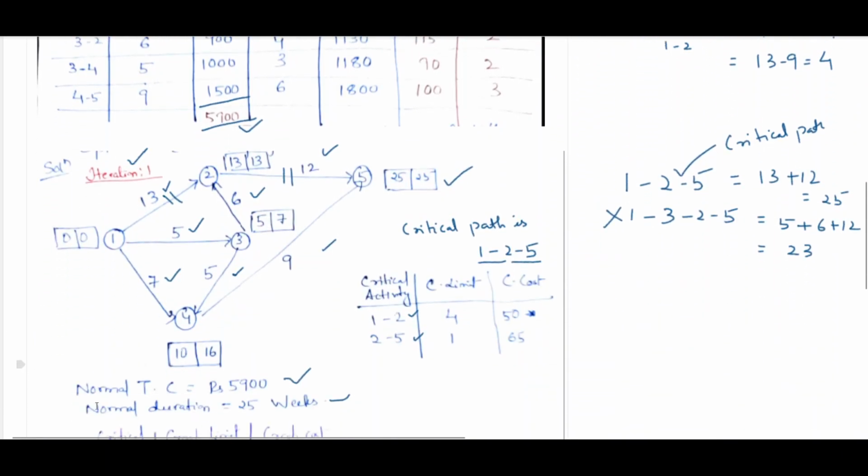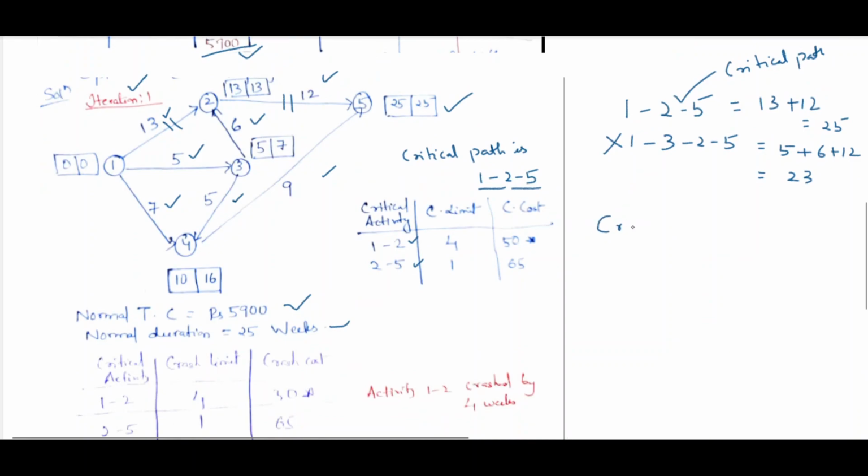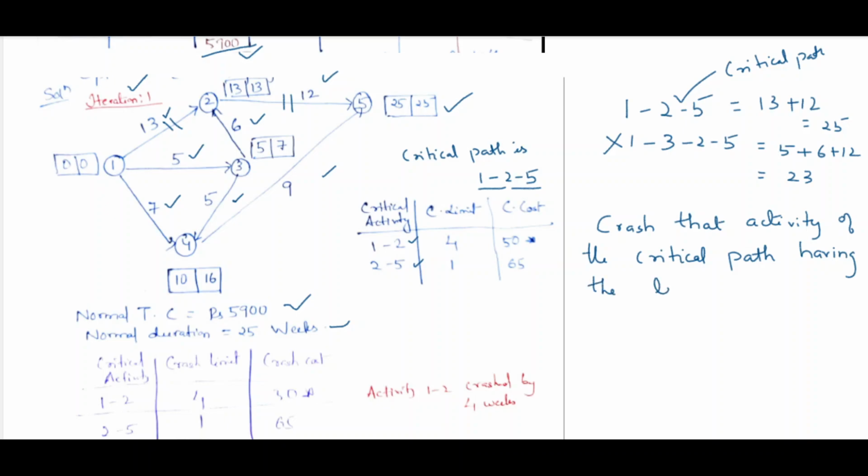Now our crashing rule says that you will crash that activity of the critical path having the least cost slope. In this case, 50 is the least cost slope, and its crash limit is 4. So we can crash the 1-2 activity by a maximum of 4 weeks.